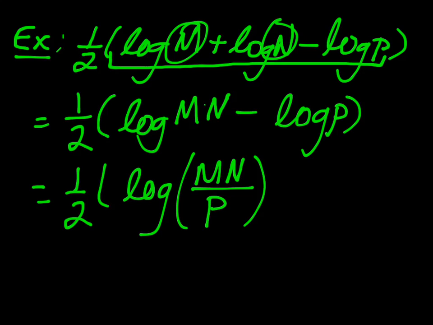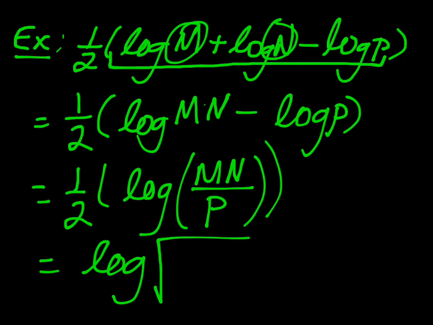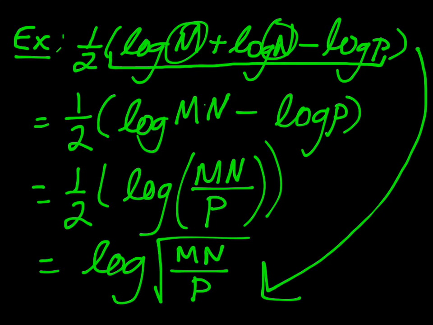Since we have the 1/2 on the outside, we can bring that in and make it an exponent. From the last question, we should realize that exponent 1/2 is square root. So our final answer is going to look like this: log of the square root of mn over p. We took it from something complicated all the way down to a single log.